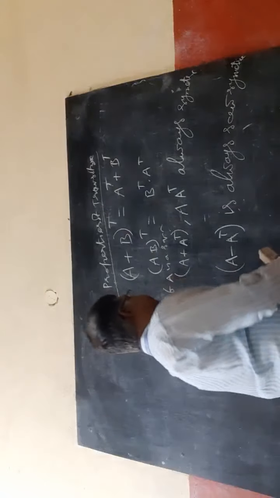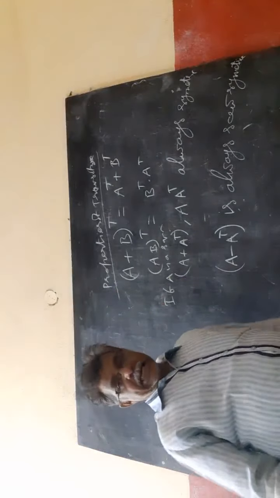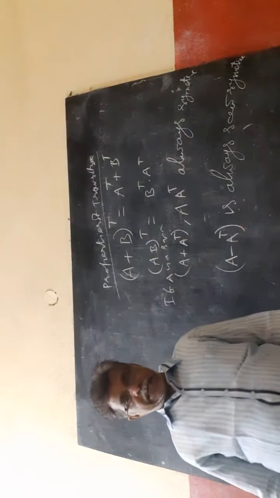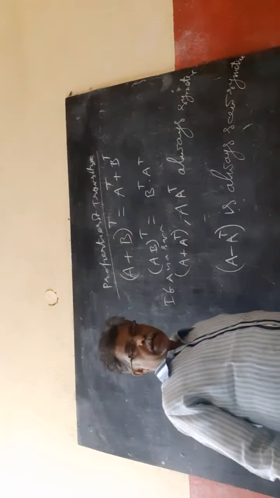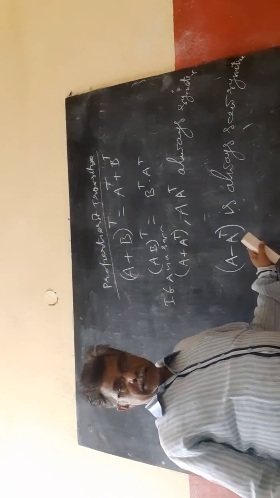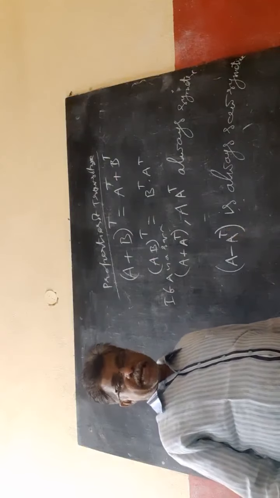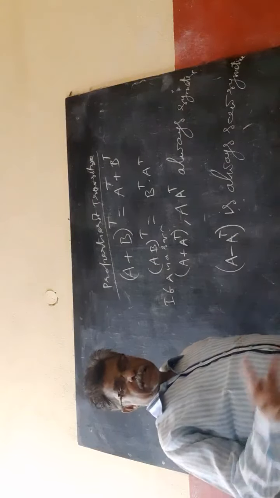Next, if A is symmetric, A transpose whole power n is always symmetric. If A is skew symmetric, and n is an odd multiple, then A power n is not a skew symmetric.